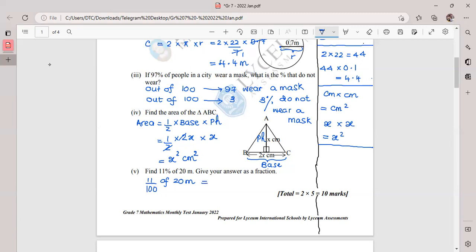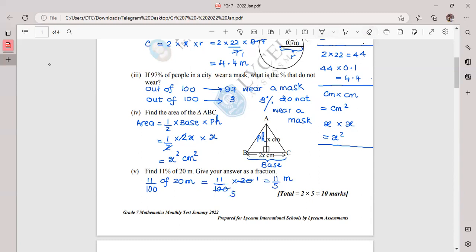So then, what is the math operation we can use, children? Yes, it is the multiplication. So then you write 11 over 100 multiplied by 20, then 20 times 1 and 20 times 5, right? So then you want to write it as a fraction, 11 over 5 meters. You want to write it as a fraction, right?